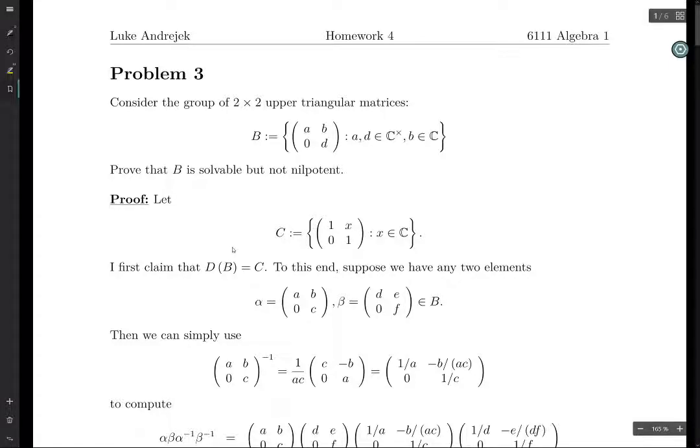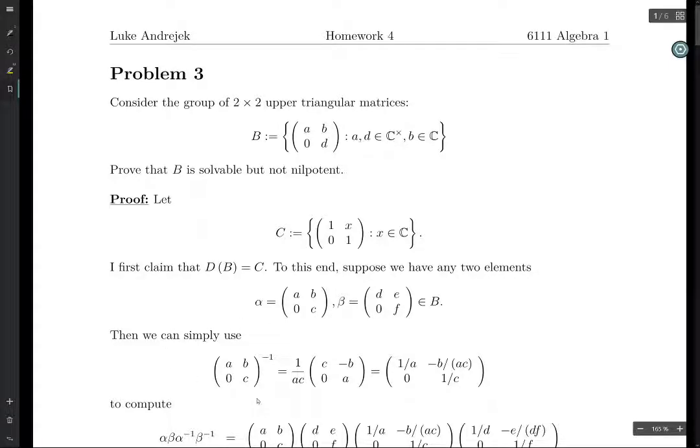So we're first going to prove that this is the commutator of C, i.e. the subgroup generated by things of the form alpha, beta, alpha inverse, beta inverse, where alpha and beta are both contained in B. So the commutator of B we want to prove is C. So let's take any two elements in B, like this.